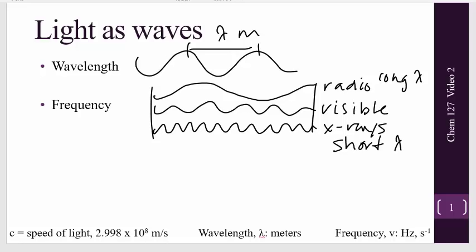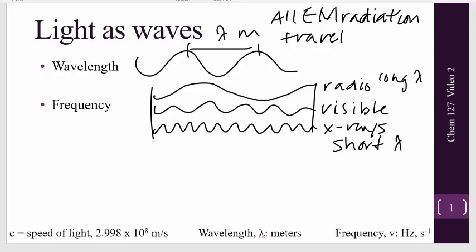So you can see for the same amount of distance, we have different numbers of wavelengths of these different types of electromagnetic radiation. We use them for all different kinds of things, but they are all similar in one way, in that they all have the same speed. So all electromagnetic radiation travels at the speed of light, which we give the symbol c.